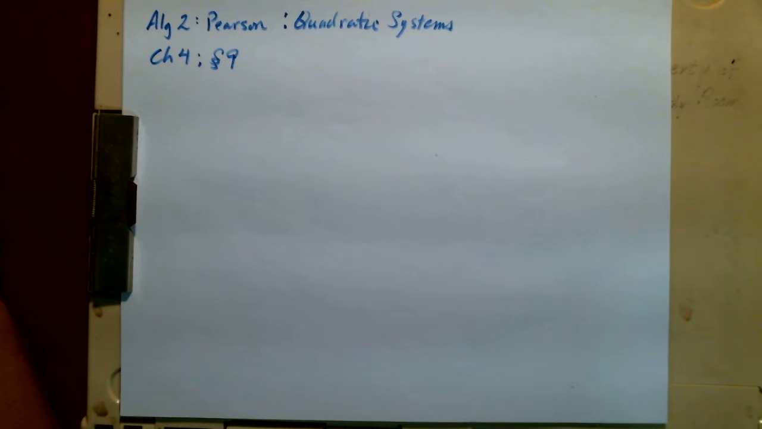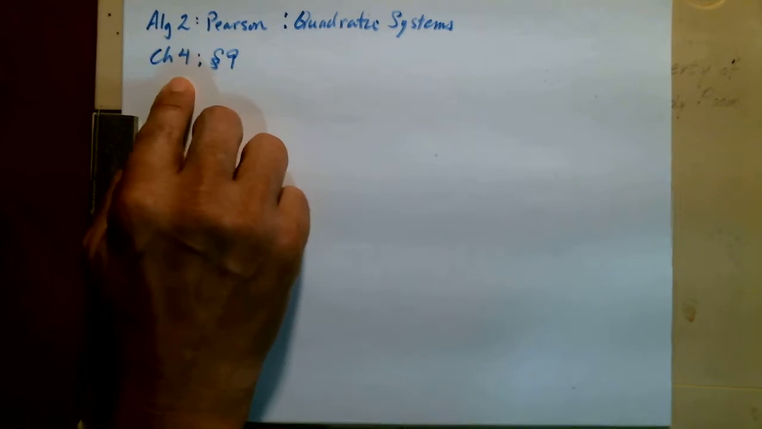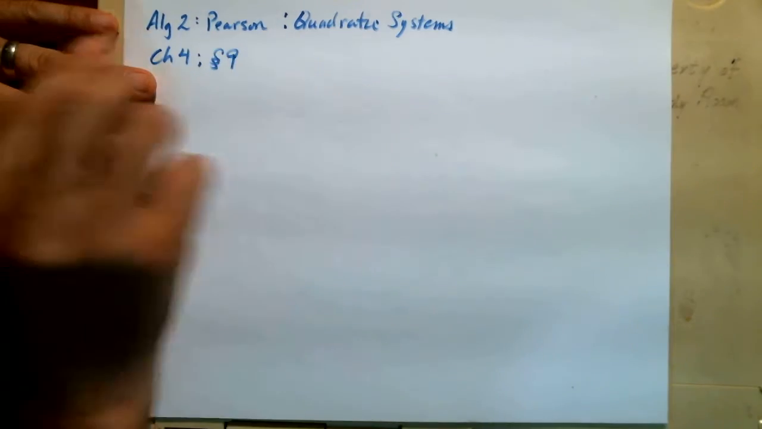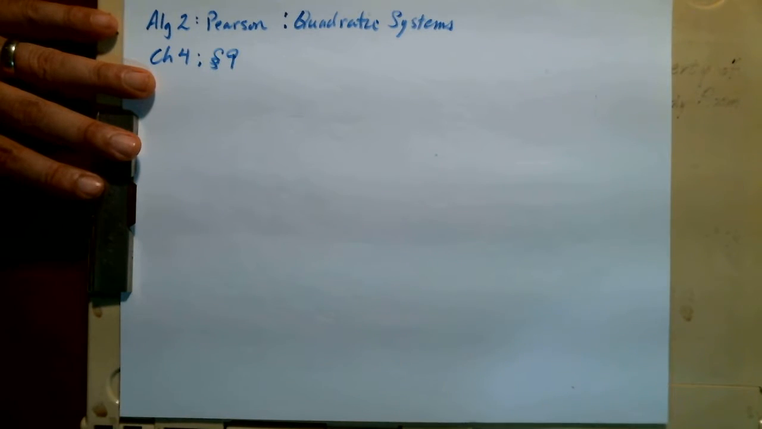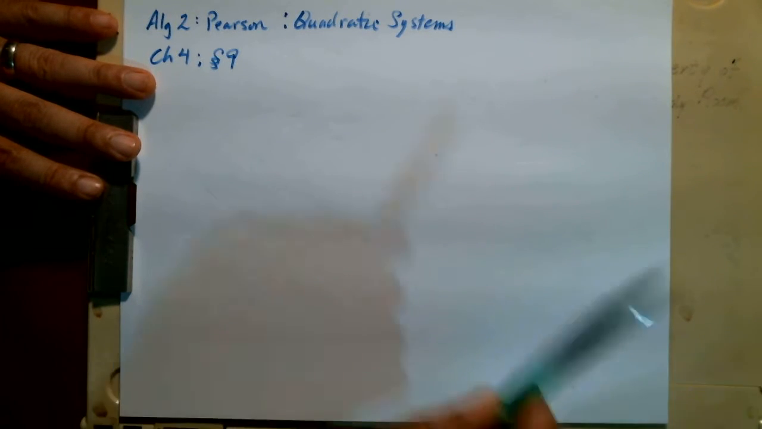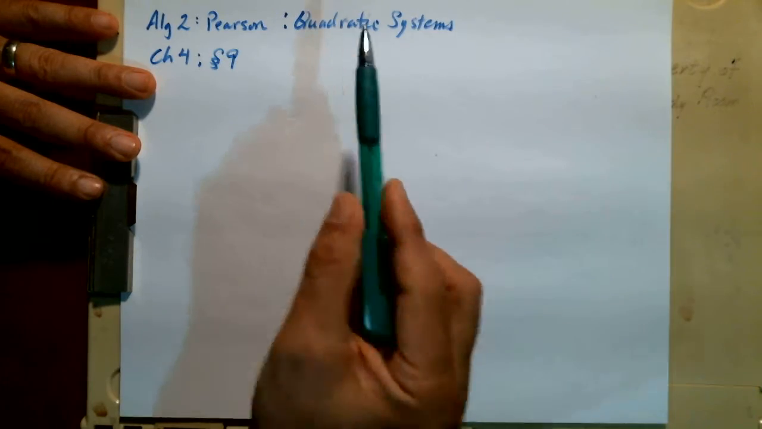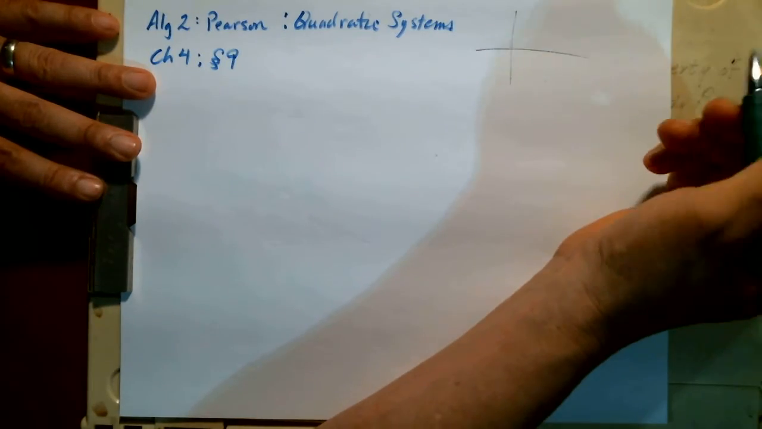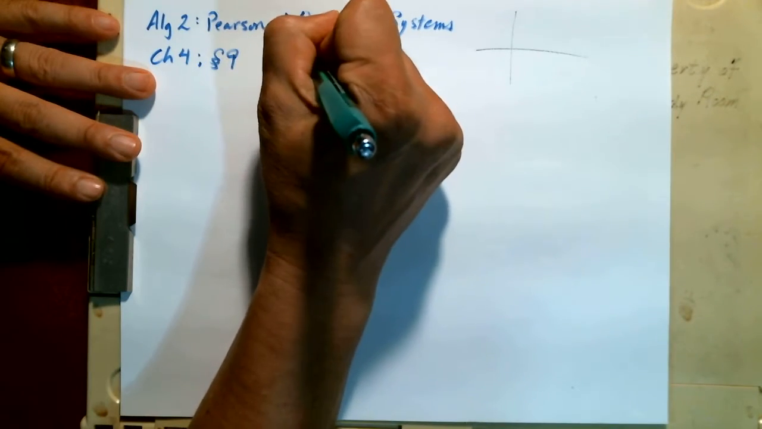Hi, my name is John, and this is Chapter 4, Section 9 of Pearson. It's called Quadratic Systems. Basically, since it's quadratic in nature, we're probably going to solve systems of equations. Sometimes some books call it systems of equations.